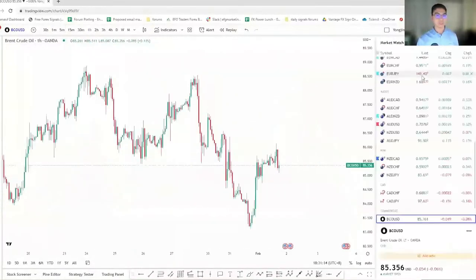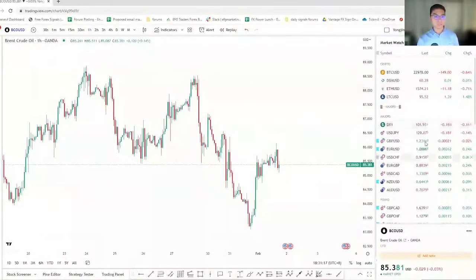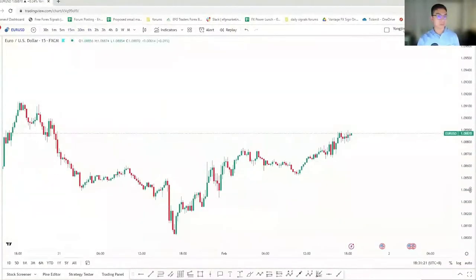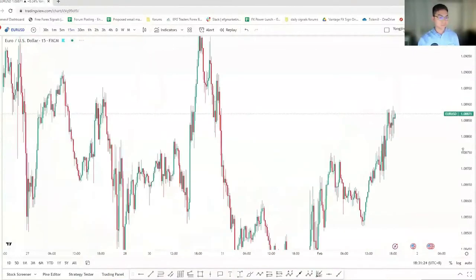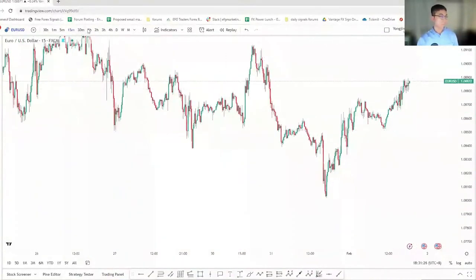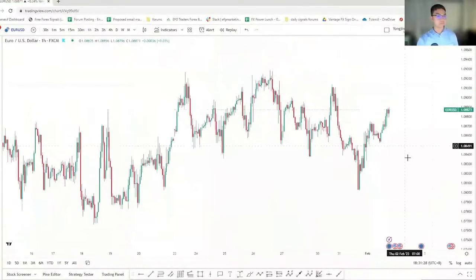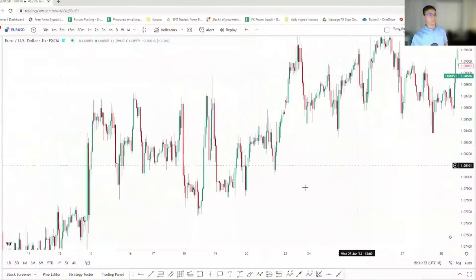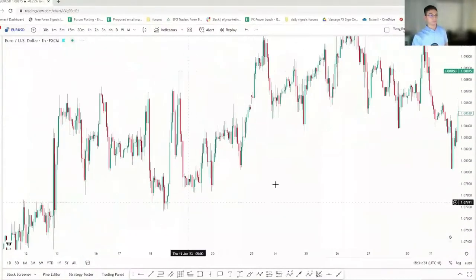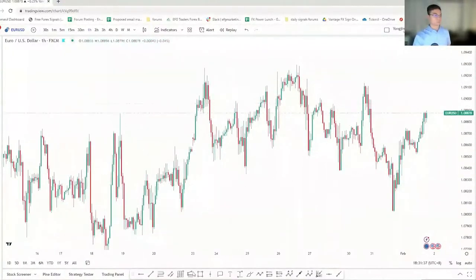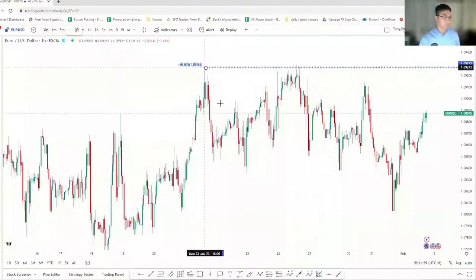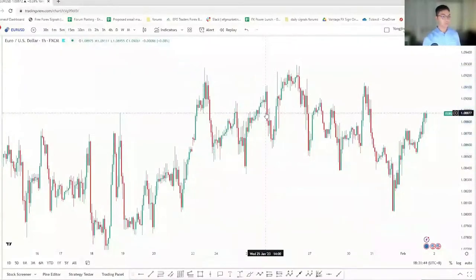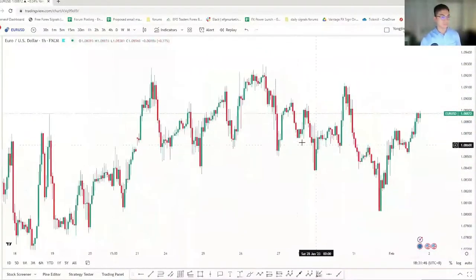Okay, let me find another one. Maybe likely, possibly looking at the euro dollar. This is a currency pair that I like to look at a lot. Okay. Let me find it on the 1 hour. Okay, let me find a clear one instead. Okay, maybe let's take a look at this. I'll test it out. Okay, didn't bounce, didn't retrace, not good enough.